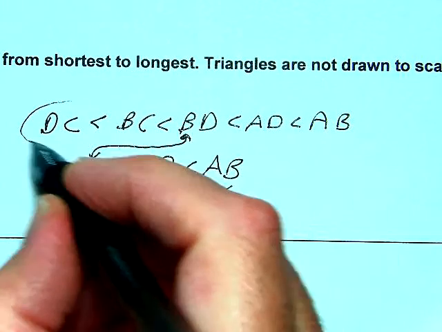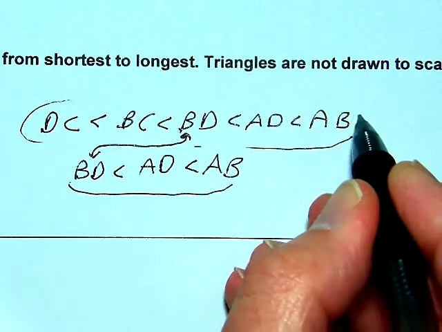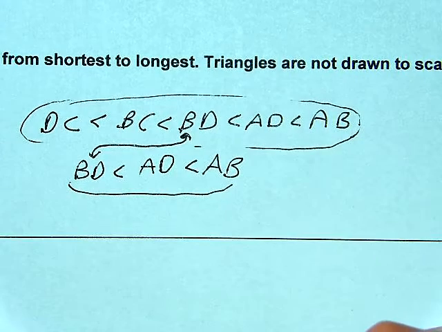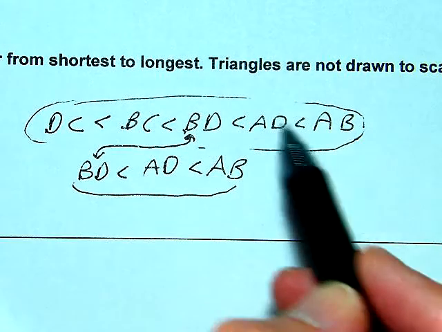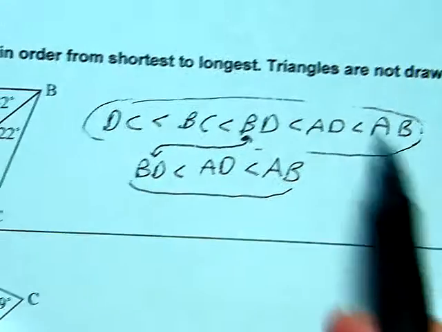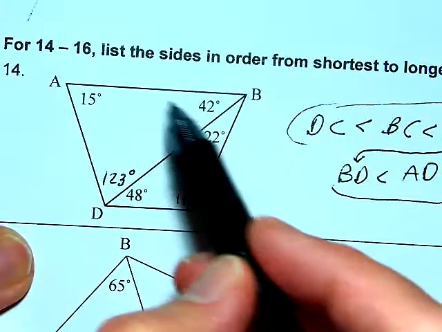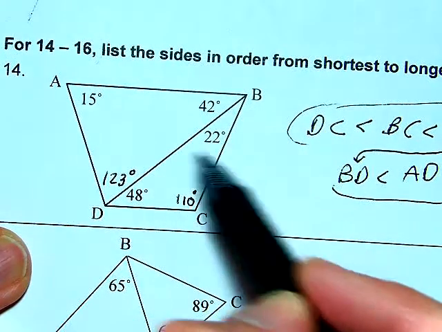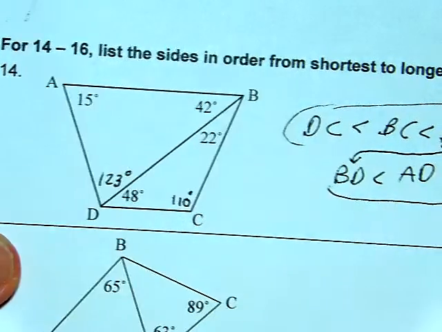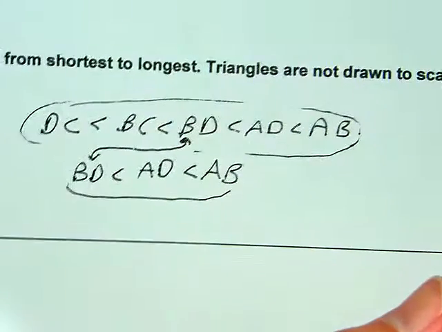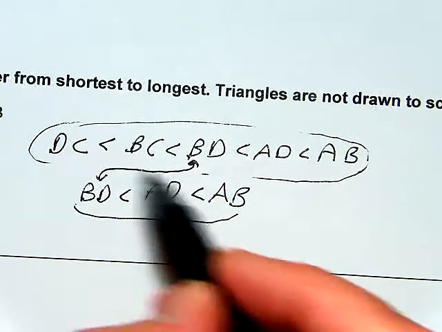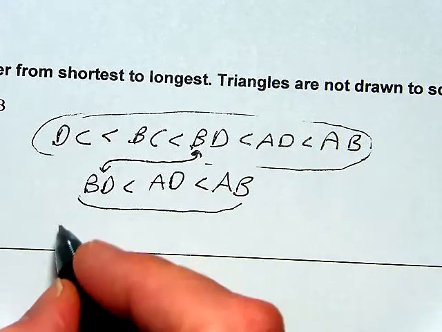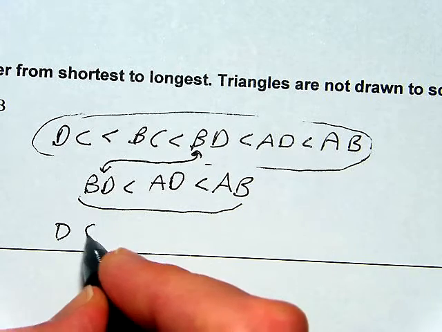Now we have one large group of inequalities which contains all the sides, right? We've got 1, 2, 3, 4, 5 sides, and that's the 1, 2, 3, 4, 5 sides in this illustration. And we have listed them, well, we've given them an inequality from shortest to longest. So if we had to list them from shortest to longest, we would simply just list them out.